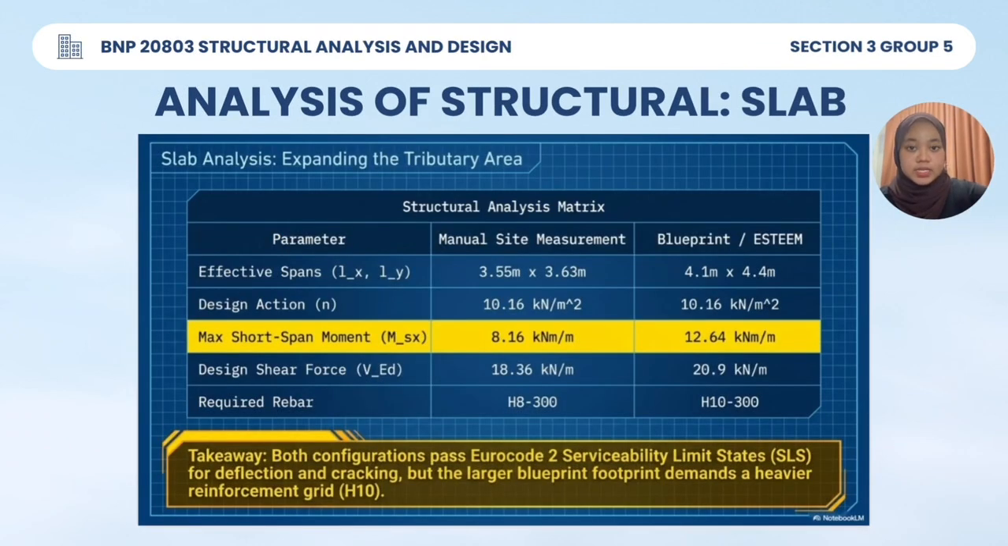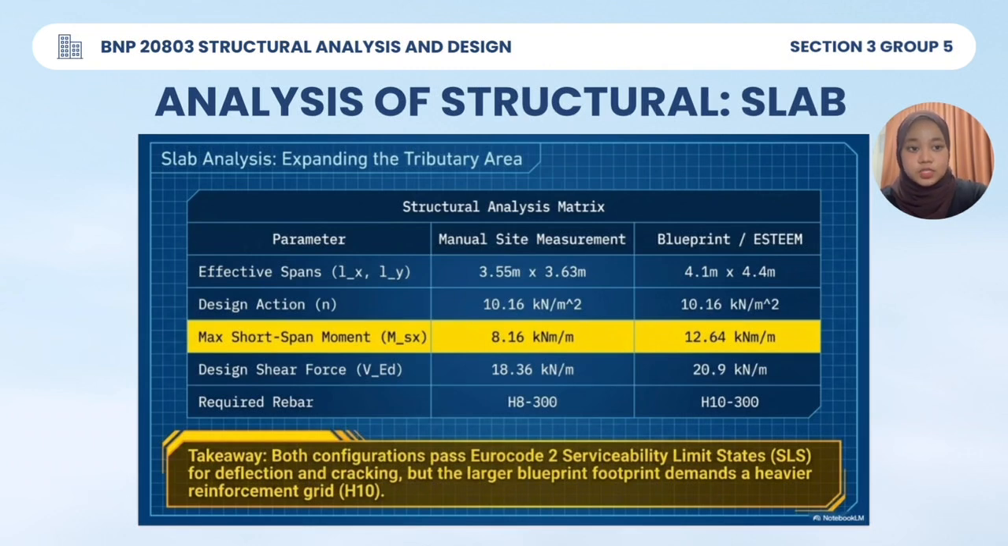So next, for the analysis of flexure for slab, we compared the manual site measurement and STM design. The effective spans for manual site measurement, LX we got 3.55 meter and LY 3.63 meter. For the STM, LX we got 4.1 meter and LY is 4.4 meter. Both structures have the same design action, which is 10.16 kN per meter square, and the maximum short span moment for manual site measurement is 8.16 kN per meter and STM 12.64 kN per meter.